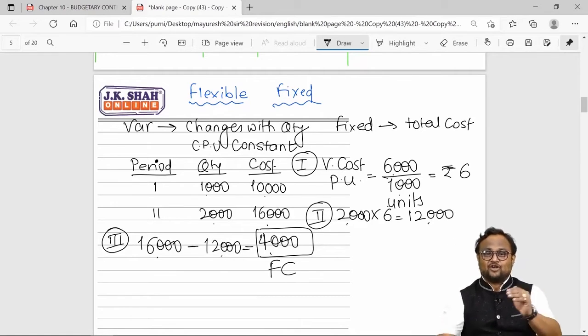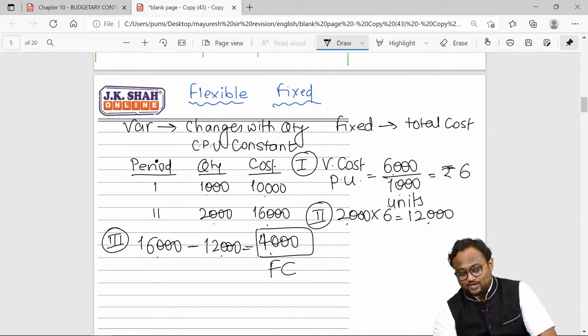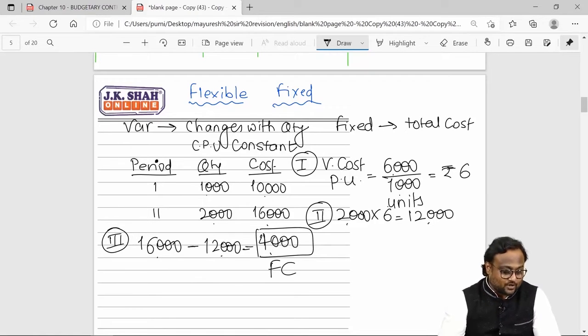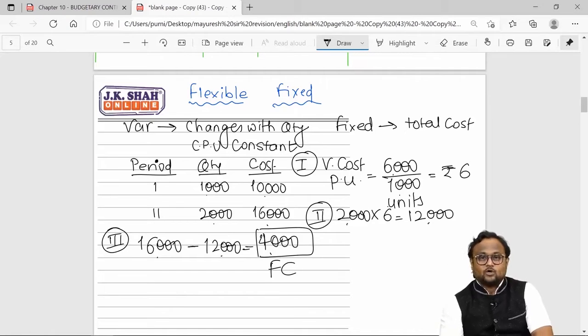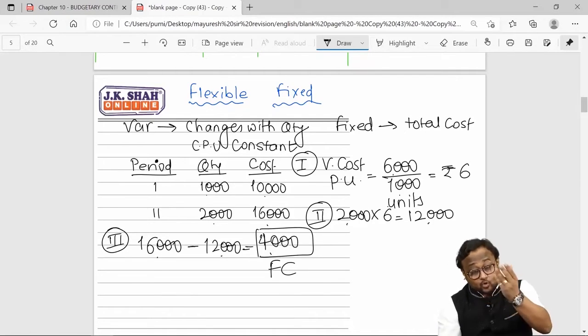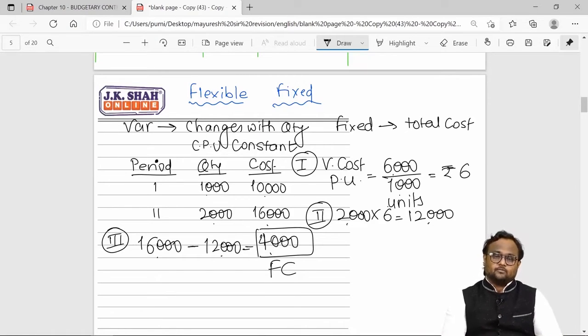So difference in cost upon difference in quantity will give you variable cost per unit. Use that variable cost per unit to get the total variable cost, and subtract that from the total cost to get the fixed cost structure. Only this much you are supposed to understand before you start solving flexible and fixed budget questions. For variable, CPU is the base. For fixed, total is the base. Any change in variable cost will be recorded in CPU. Any change in the fixed cost will be recorded in total.